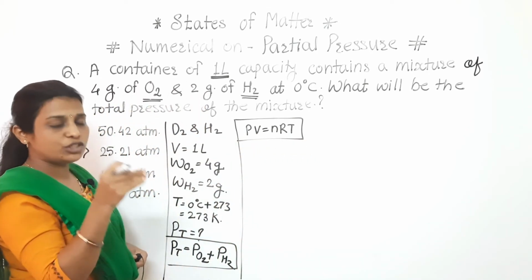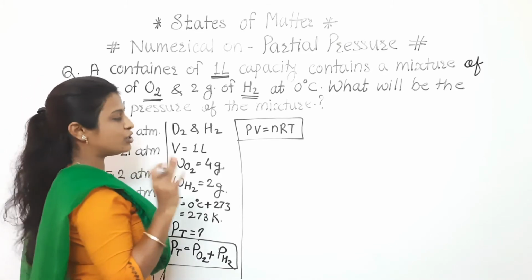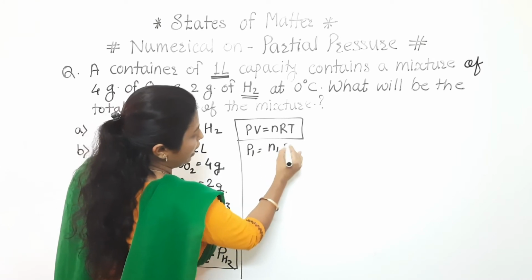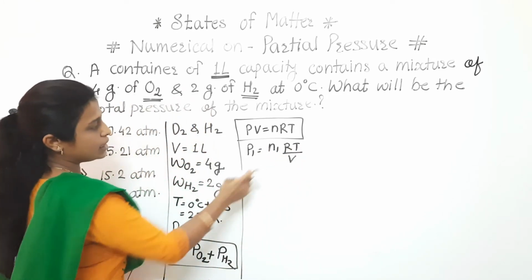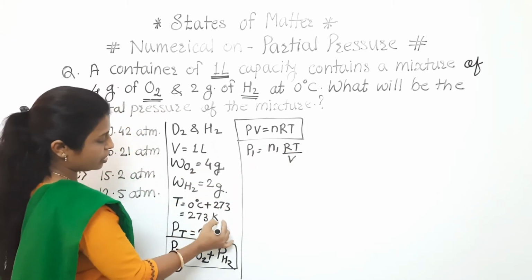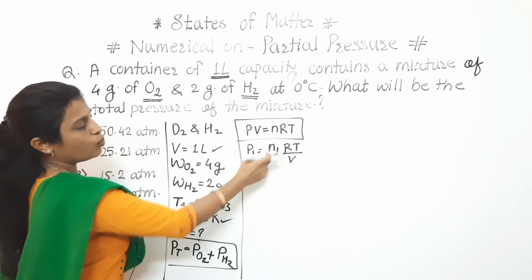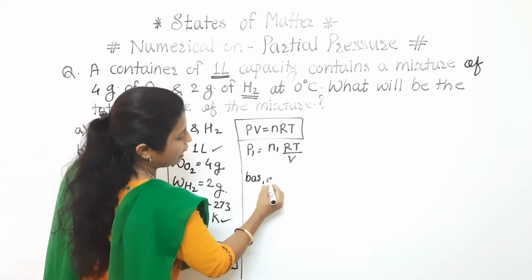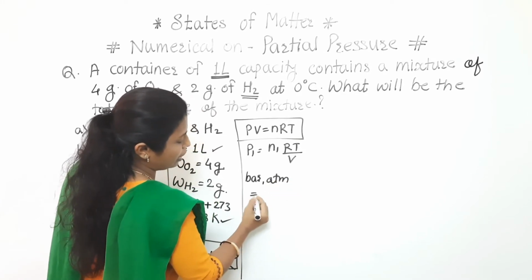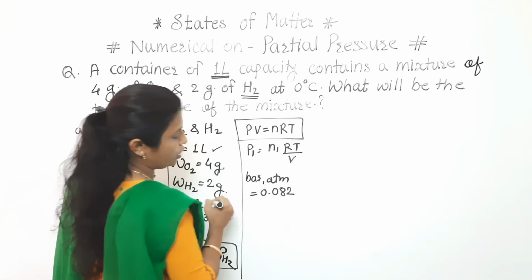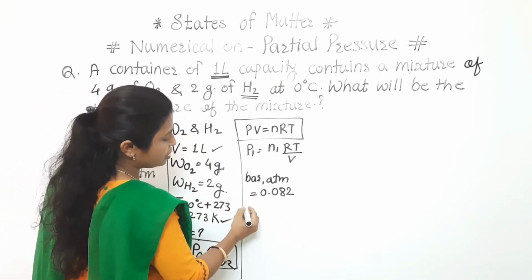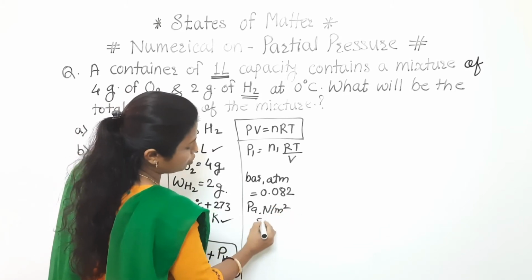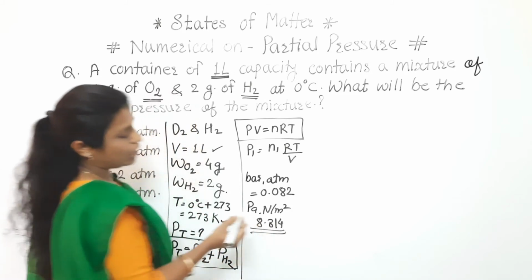If we consider it individually for the partial pressure of one gas, then P1 is equal to n1RT divided by V. See here, R, T, V. Temperature is given, volume is also given. What is the value of R? One hint for you people. When pressure is given in bar or atm, at that time we have to use the value 0.082. Clear to everyone? And if pressure is given in Pascal, Newton per meter square, at that time we have to use 8.314 as the value of R.